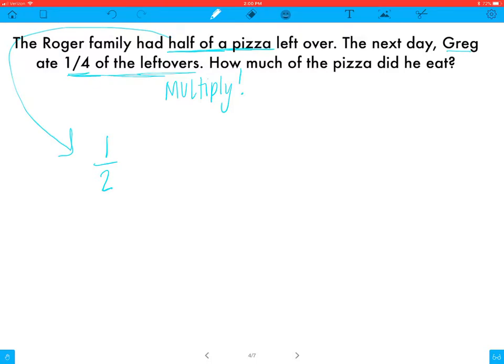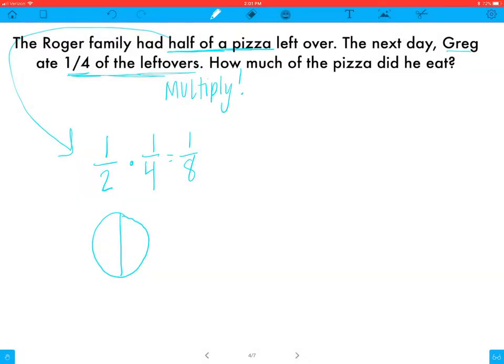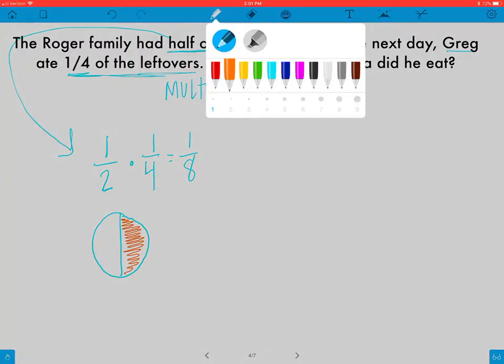I'm trying to find a product. They had half a pizza, that's 1/2, and I multiply that by 1/4. I get 1/8, so I know, hey, Greg, you ate 1/8 of the pizza, right? How much of the pizza did he eat? I could even draw a picture of it. I could use a model. So I have this 1/2 that's left over. And I could color it in, and I can then split it into 8ths.